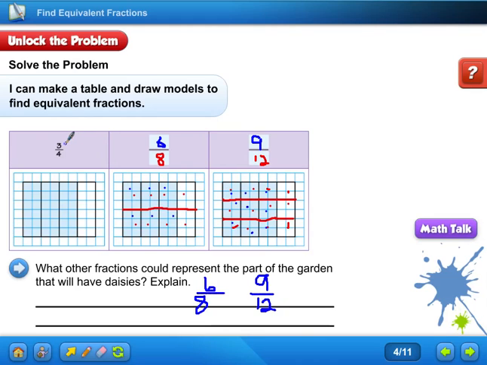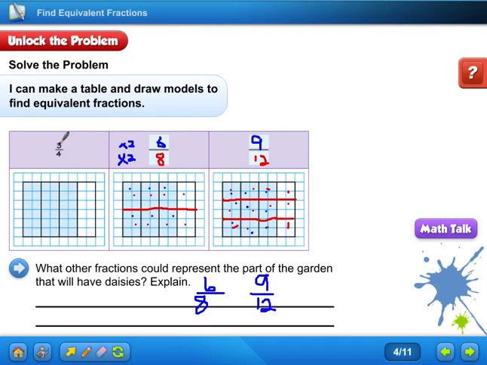Here we multiplied whatever you do to the top, you do to the bottom. So we multiplied by 2. I'm going to put a little 2 here. We multiplied by 2 down here to get 3 times 2 was 6. 4 times 2 is 8. That's how we got 6/8.